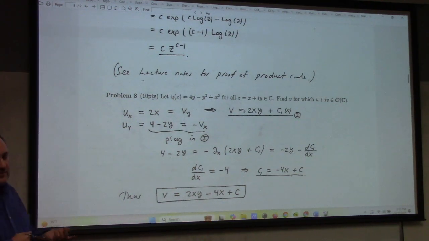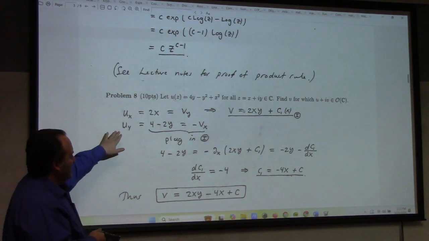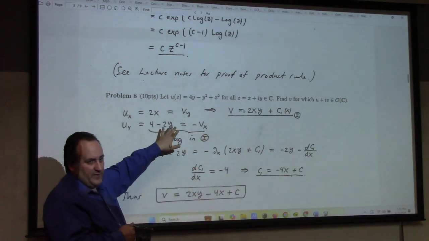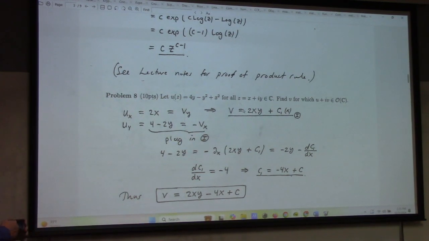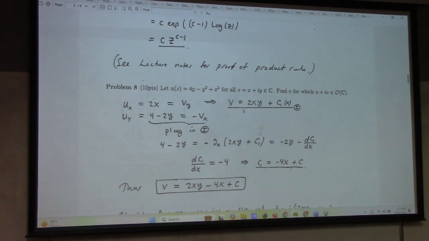It's the same calculation we did in Calc 3 to find the potential energy for a conservative force, really. It's very, very similar to that in terms of calculus. It's not exactly that because there's a minus injected in here from the Cauchy-Riemann equations, but the spirit of the calculation is that Calc 3 thing. You can always check your answer too, right?